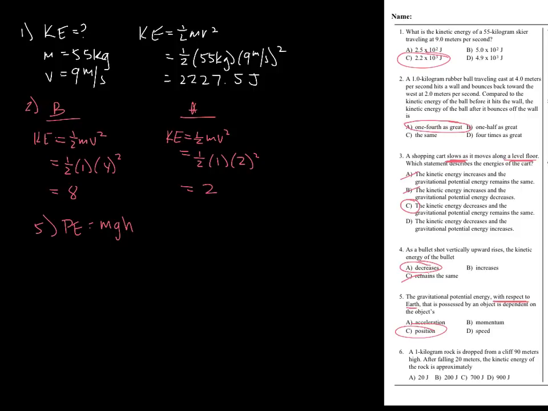Okay. Now number 6. This is the big one I want to really focus on. I know I probably explained it to all 3 of my classes, but I still want to go over this point. There's a question similar to this. A 1 kilogram rock is dropped from a cliff 90 meters high. After falling 20 meters, the kinetic energy of the rock is approximately what?